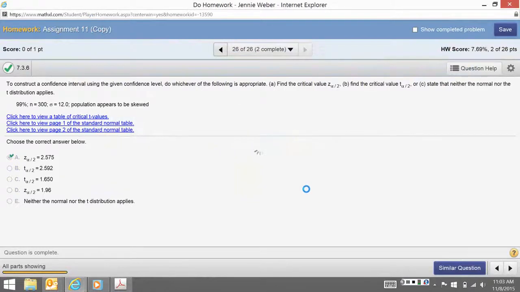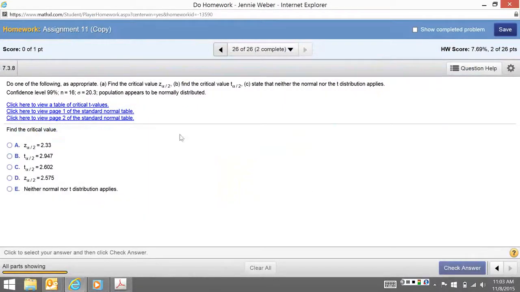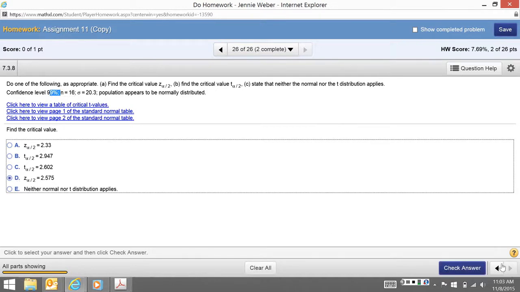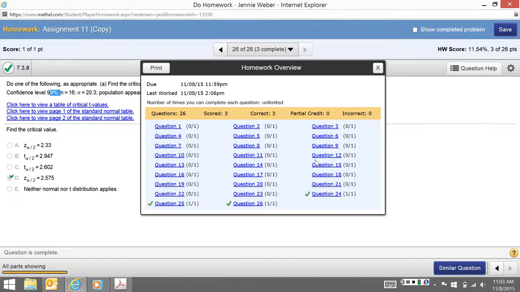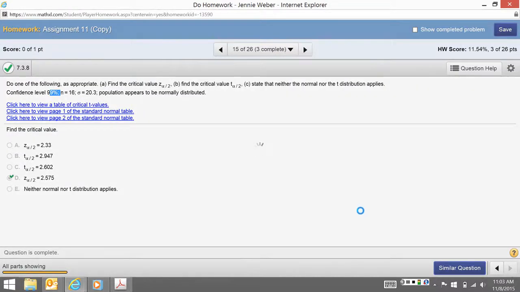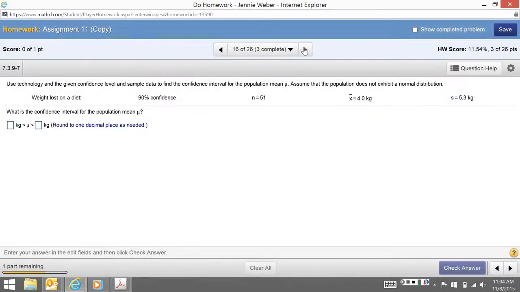Okay, now we have another one. Z or T? We have a confidence interval of 99%. We're under 30, but we're normally distributed, so we're good. We can keep going. And we know the population standard deviation, so we are still working with Z. Again, 99%, so this is going to be the same value as last time. Let me go back up here and see if I guessed the right number. And let's go one more.